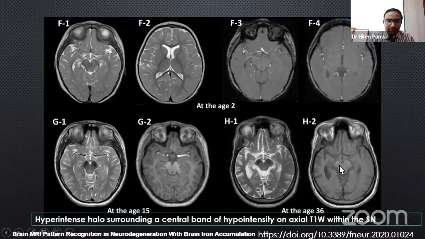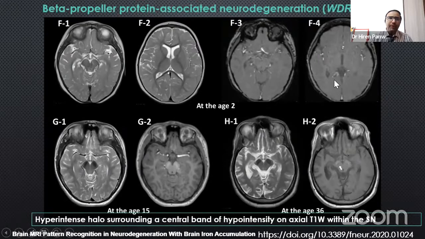So this patient has this kind of central halo sign, which is T1 hyperintense, and which will have central areas of hypointensity. So when you see this kind of imaging appearance, which has a halo with a central band of hypointensity on axial T1-weighted images in the substantia nigra, that is classical for this condition, which is called BPAN. That is the beta-propeller protein-associated neurodegeneration, which comes under the spectrum of NBIA.